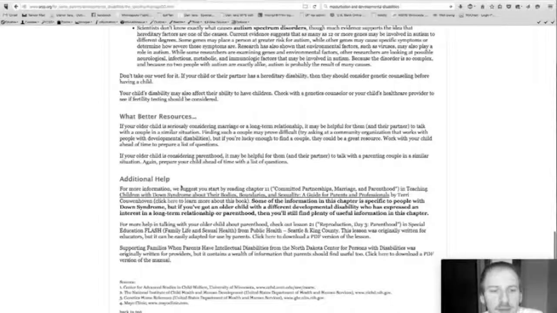resources and help. So that's all I got to review right now about sex and people with developmental disabilities. But there's a ton of information online, and all you got to do is Google that, and you'll find endless amounts of information, usually from slightly different perspectives. So that it's all out there.